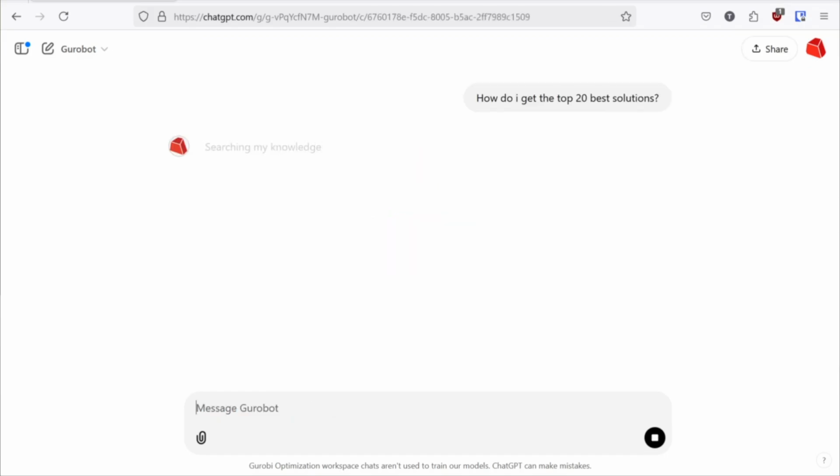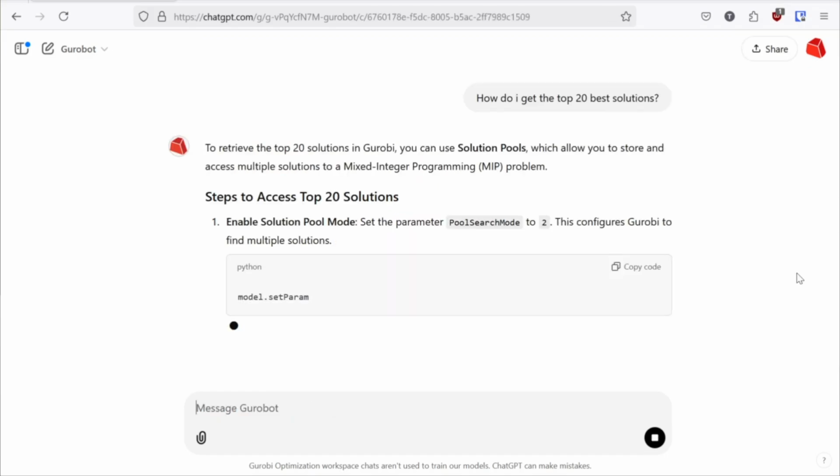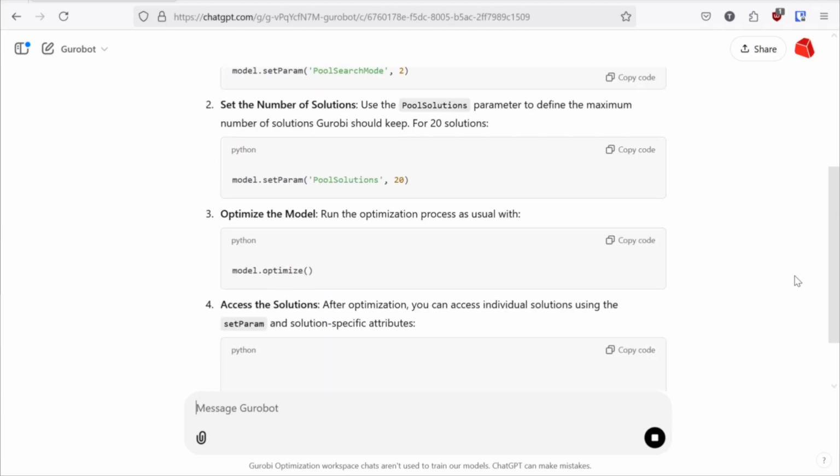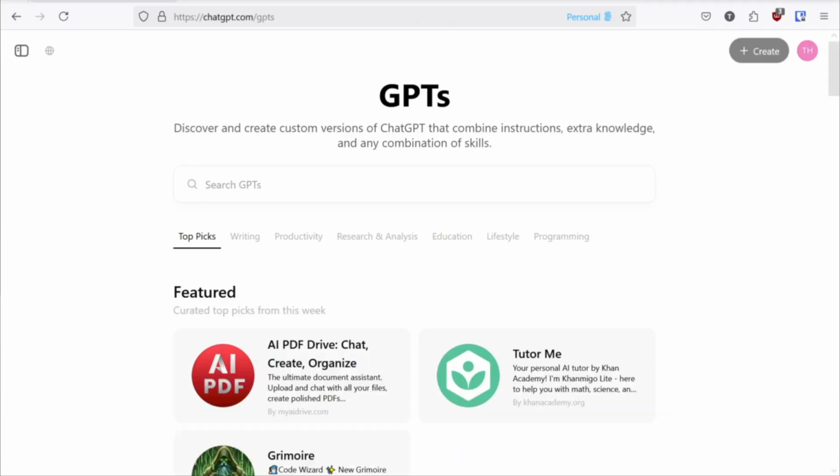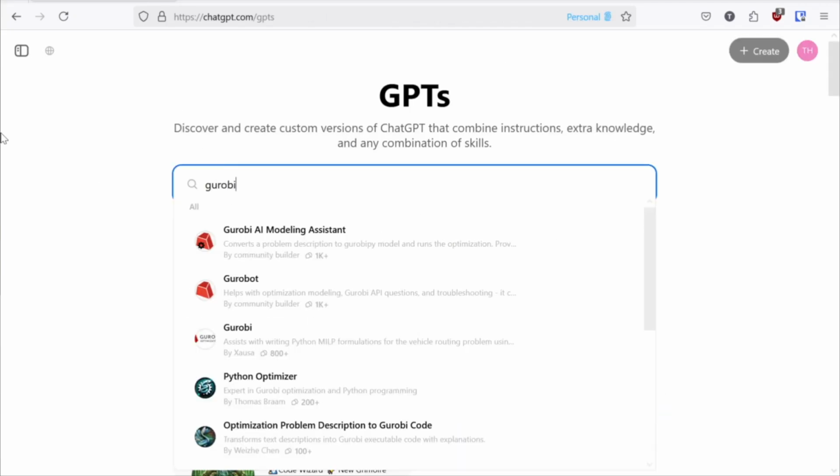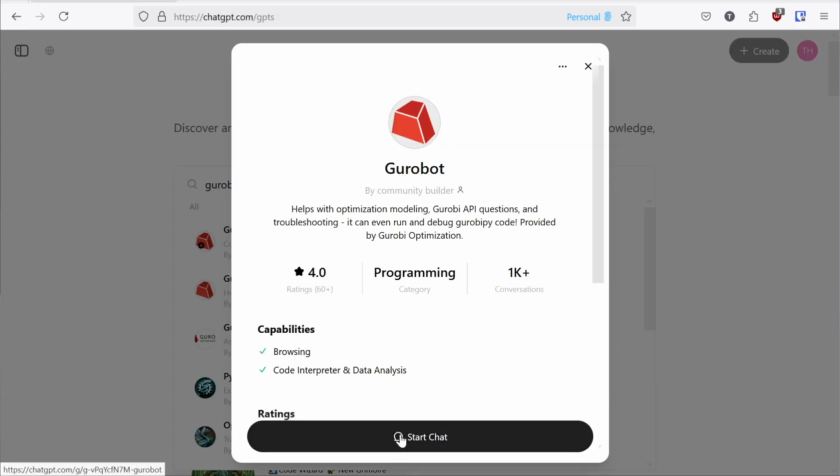The use case for Gurobot is all manner of questions you might have about Gurobi with regards to modeling or any of its APIs. Gurobot is available now through the link in the description as well as in the GPT store.